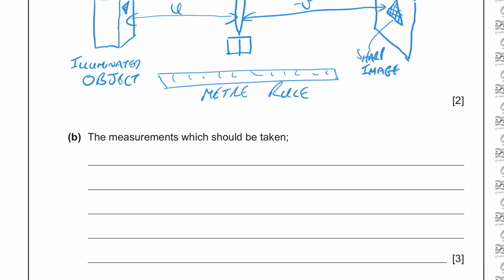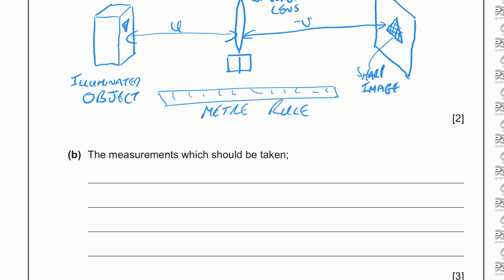So measurements to be taken, well obviously we're going to be measuring U and V. Just noticing I forgot to label the lens holder. So we're going to set values of U here, this object distance, and then position the screen until we get a sharp image and measure the image distance. Clarifying also that that's what we mean, measuring from the illuminated object to the lens.